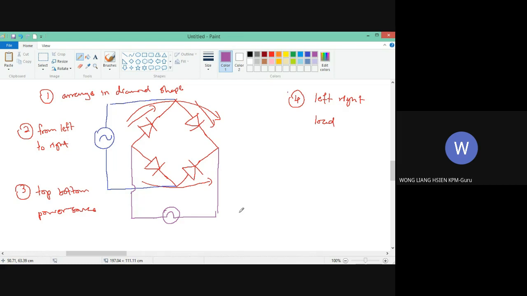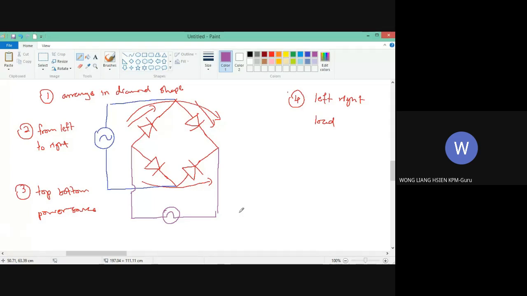Okay, so this is like the mantra, when we want to draw the bridge rectifier. So first is arrange in diamond shape. Okay, diamond shape. Second, the diode left to right. The third, top, bottom, power source. Left, right, load. Okay, like that. So once you are familiar, it's actually quite simple.